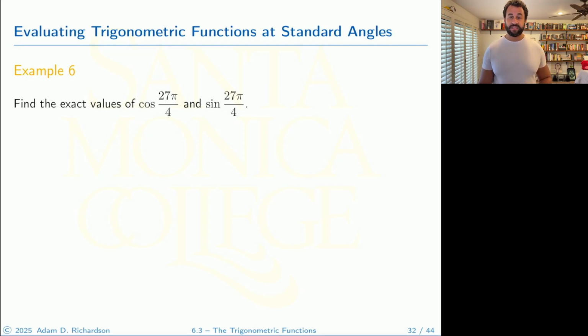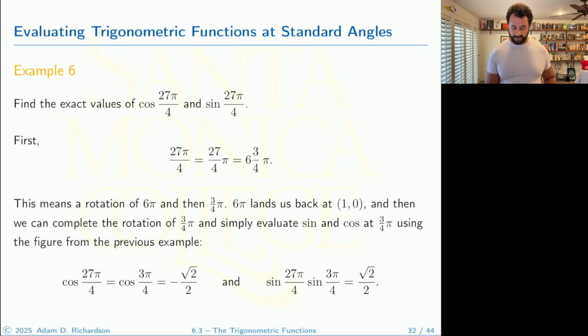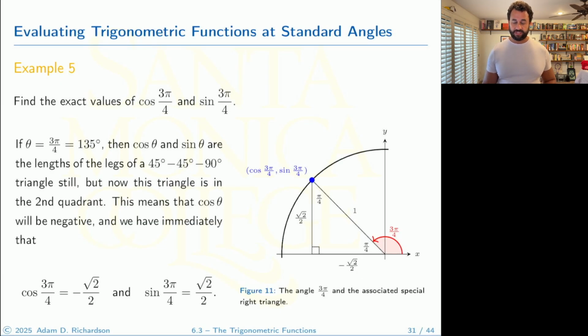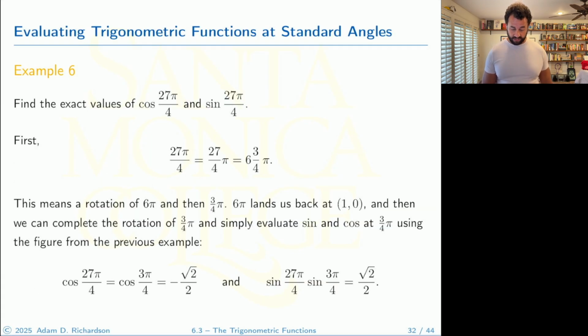How about this one? 27 pi over 4. That's the angle. We're going to evaluate both. I'll just go ahead and do this one. It's going to be about the same. The only thing you've got to remember is modding out by 2 pi. So 27 pi over 4 is 6 and 3/4 pi. So we can basically toss out the 6 pi's and just draw the angle that's at 3/4 pi. That's actually just going to be the same picture that we see right here. That's 3/4 pi, so it's going to be the same results.